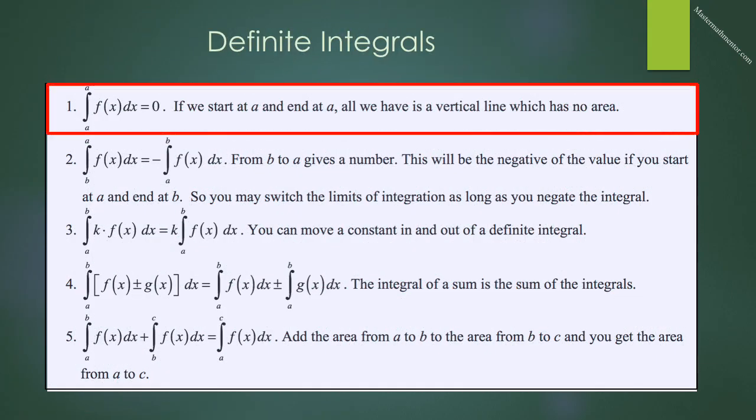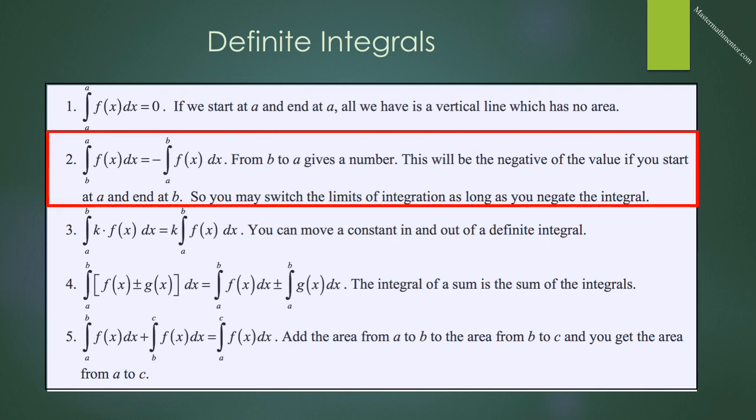There are 5 very simple rules for definite integrals that make total sense when you think about it in terms of area. Number 1 states that the integral from a to a of f of x dx is equal to 0. If we start at a and end at a, then all we have is a vertical line, which has no area. So any integral from any constant to itself is always 0.